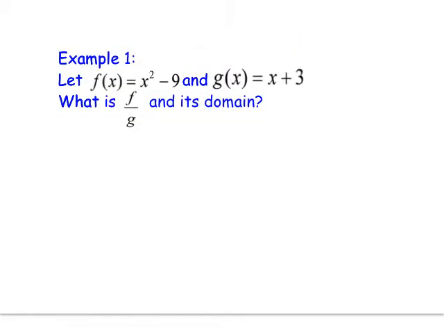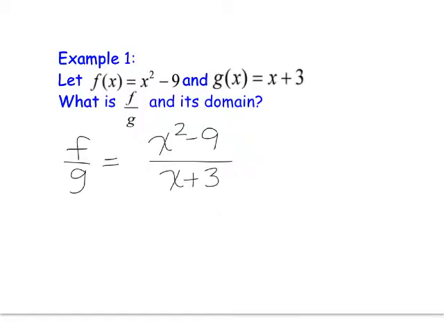So this example says to let f of x equal x squared minus 9 and g of x equal x plus 3. What is f divided by g and its domain? So if we want to find f divided by g, all I'm really going to ask you to do is write the f function, x squared minus 9, over the g function, x plus 3. That's as far as I'm going to ask you to go with it. So the division is pretty simple. x squared minus 9 over x plus 3. But then I want you to state the domain.